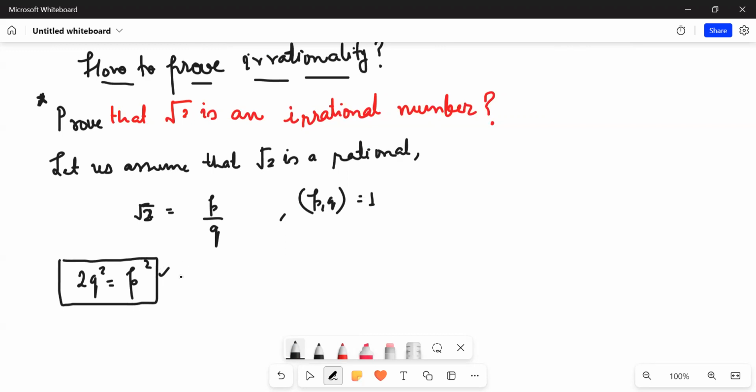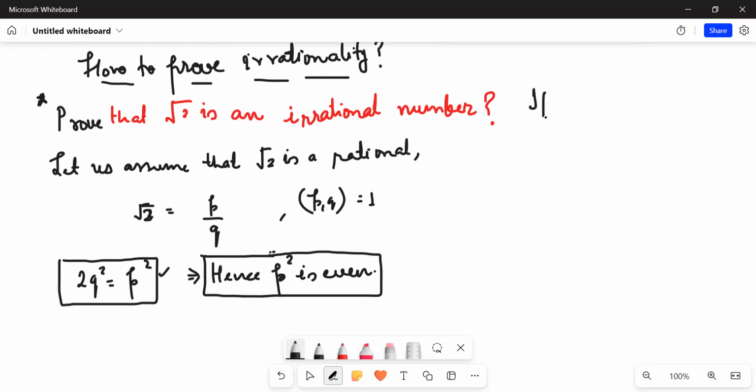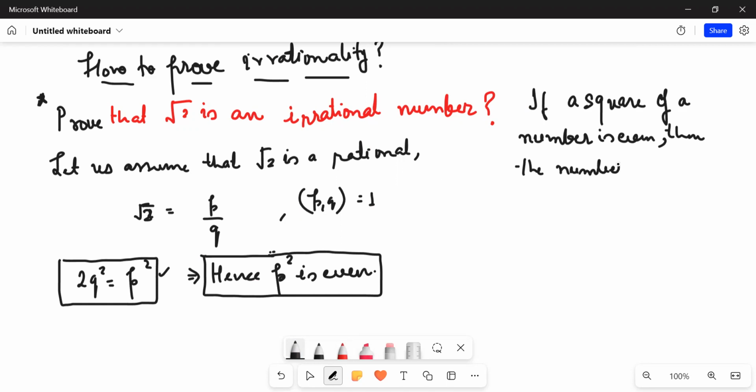Also, one can think that if p square is equal to 2q square, it implies what? Since 2 times anything is even, p square is even. Okay, so p square is even here. Remember, if a square of a number is even, the number is also even.